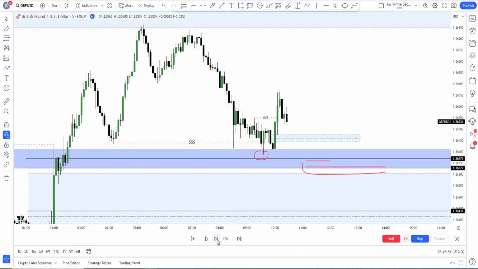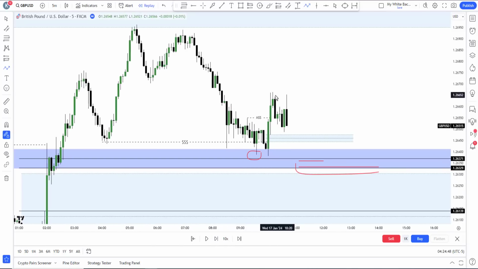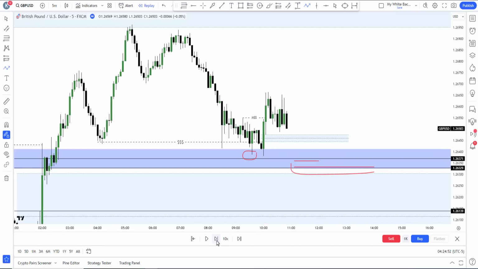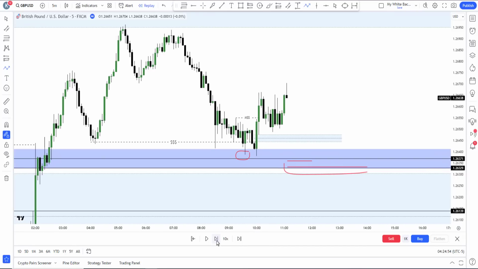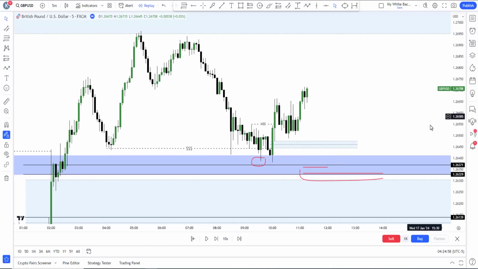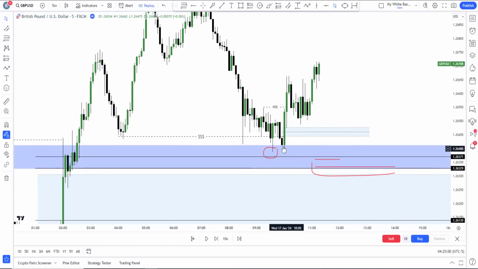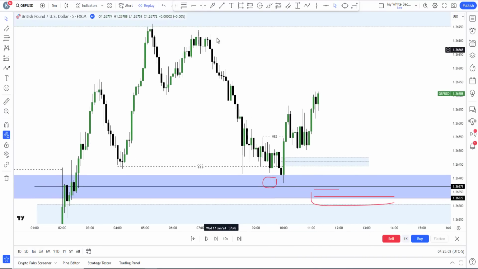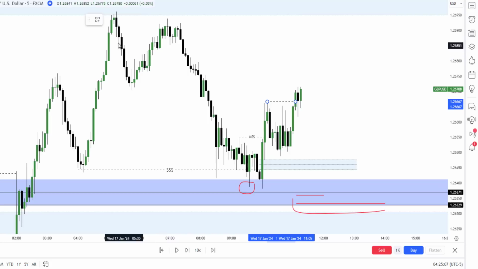So I was patient. Price was coming. I said, okay, give me that confirmation. And here comes the confirmation. Boom, shift in structure. This is the valid shift in market structure. Remember, price has actually touched this area and then shifted structure right at this point. This is an advanced and simple entry strategy.